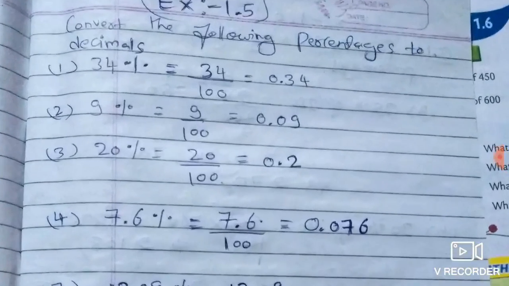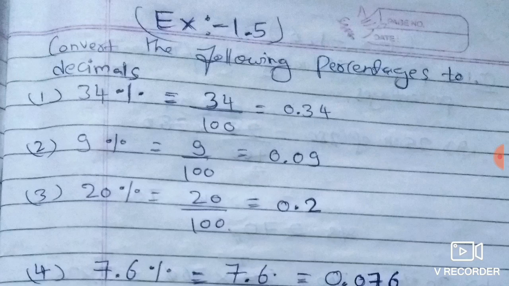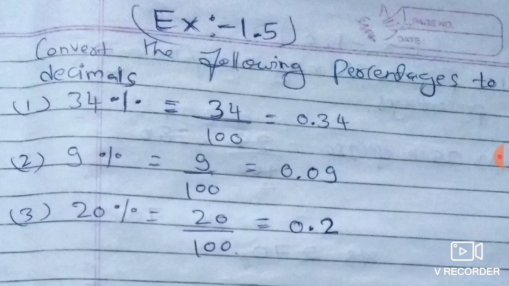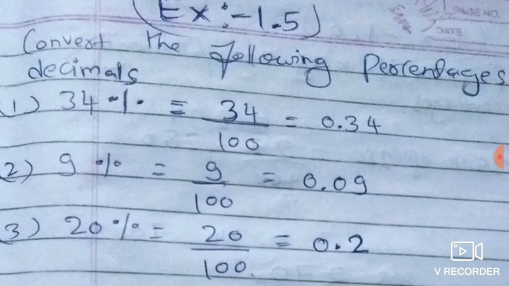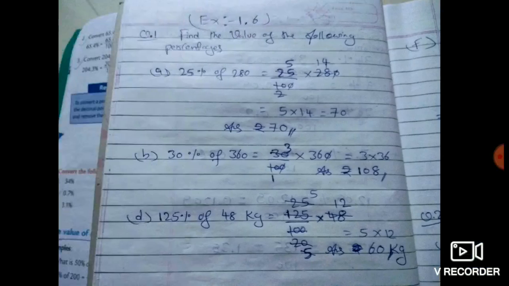In this exercise, I am going to explain another example from exercise 1.5. Convert the following percentage to decimal. Our question is given in percentage, and here we change our question into a decimal. So write 34 upon 100. First question is 34%, then write 34% equal to 34 upon 100. So give the point in the place value of 100. So write 0.34. This is the answer, 0.34. Like this we change the percentage to decimal.